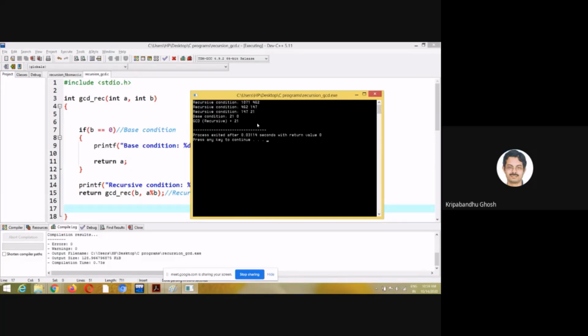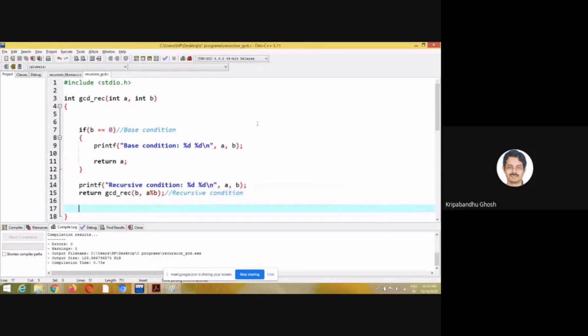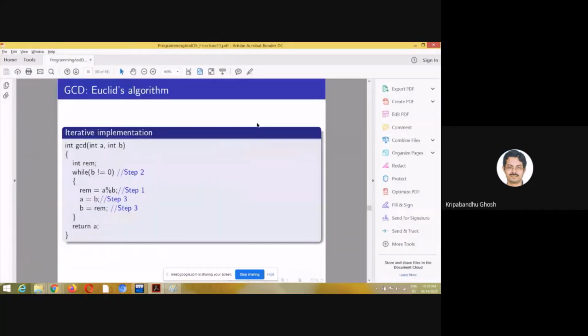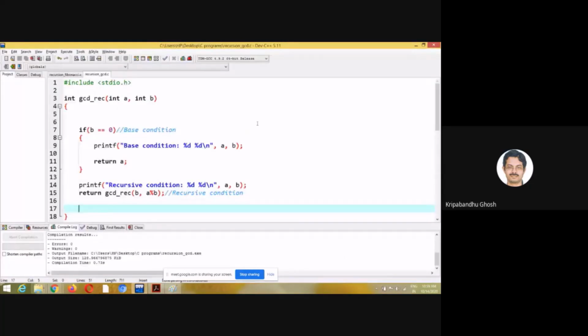Okay, so 1 minute to go. Maybe we can stop here and we can continue the discussion in the next class. Next week, I am planning to start pointers. I will finish recursion in the next class, and I will discuss some structures because structures will be important for you to solve the problem.